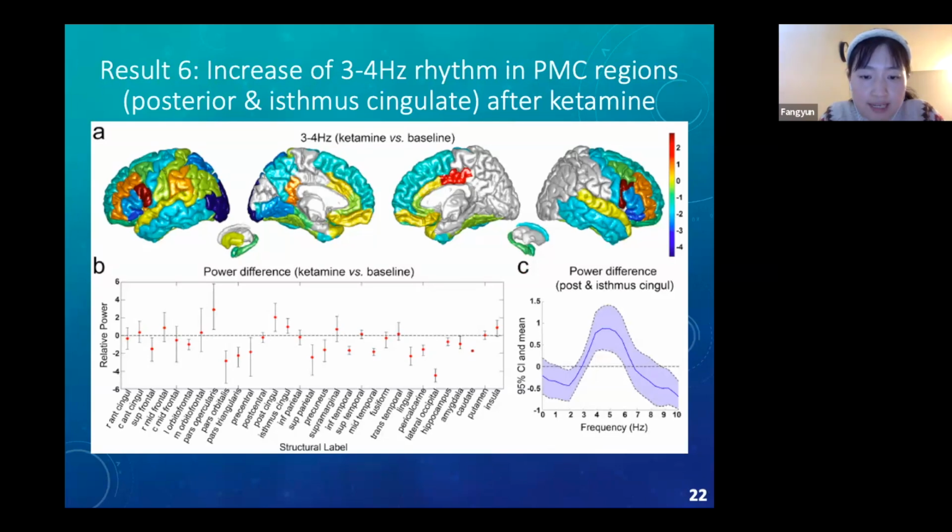3 Hz rhythm after ketamine and propofol. We found a significant increase of 3 to 4 Hz power in posterior cingulate and isthmus cingulate regions, which are part of the PMC, as well as the pars opercularis region, which belongs to the inferior frontal cortex. We then asked if the power increase in PMC is centered at 3 to 4 Hz. By plotting the power differences for PMC as a function of frequency, we found that the increase of EEG power after ketamine peaked between 3 to 6 Hz.